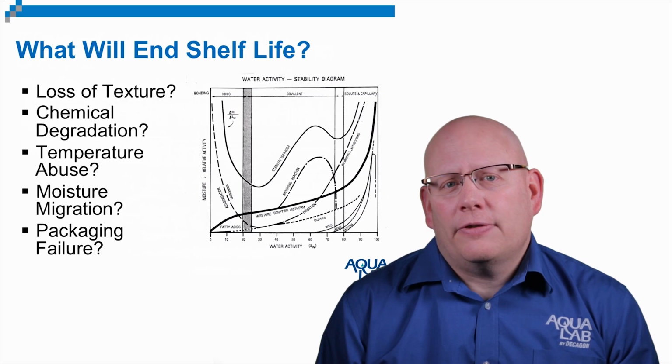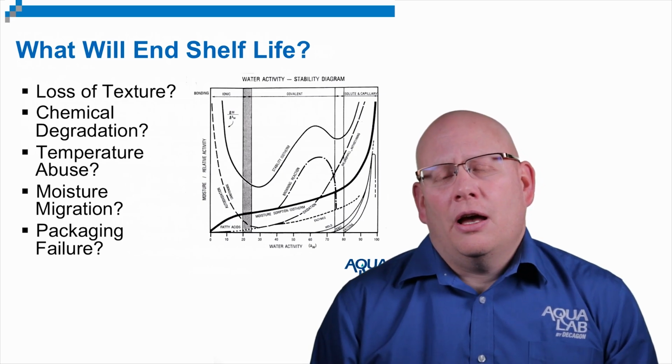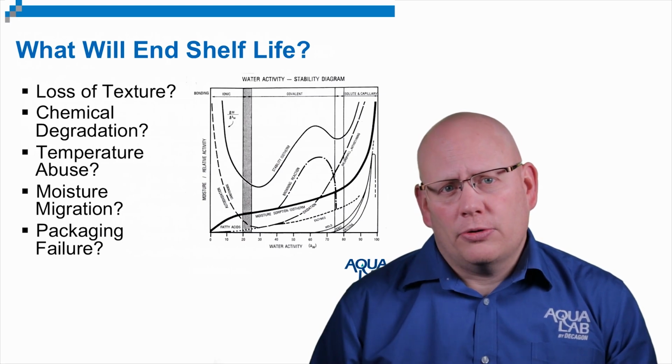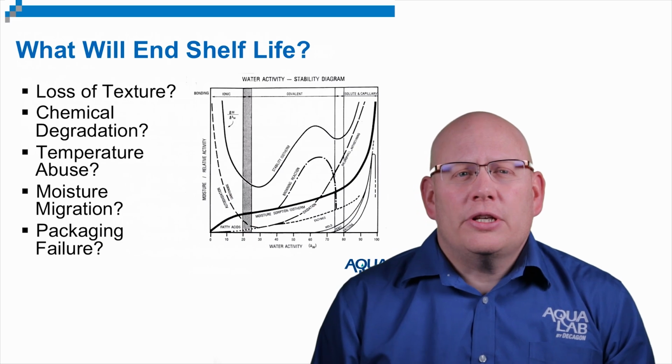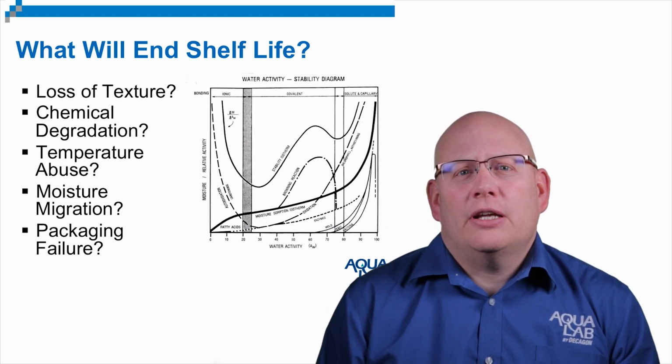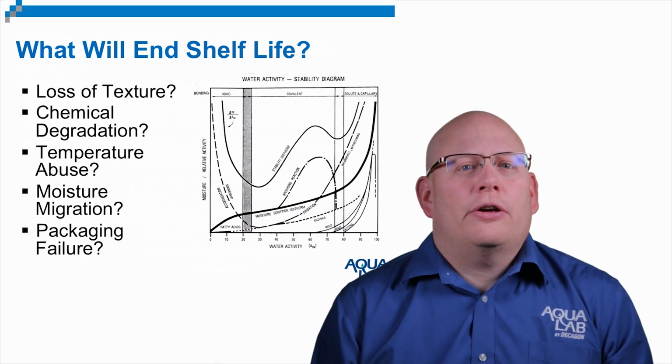And it may be packaging failure. It gets exposed to high humidity conditions. Packaging doesn't perform the way it's supposed to. The water activity of the product goes up, and that ends shelf life. And what you see to the right here is what we call a stability diagram. And this highlights all those types of things that water activity is associated.